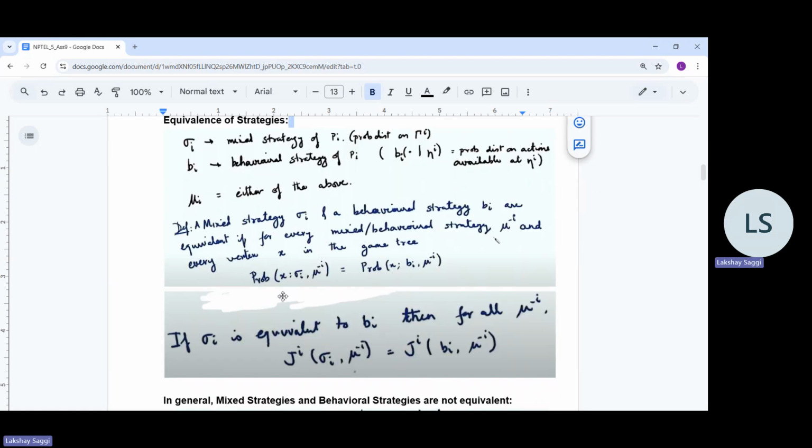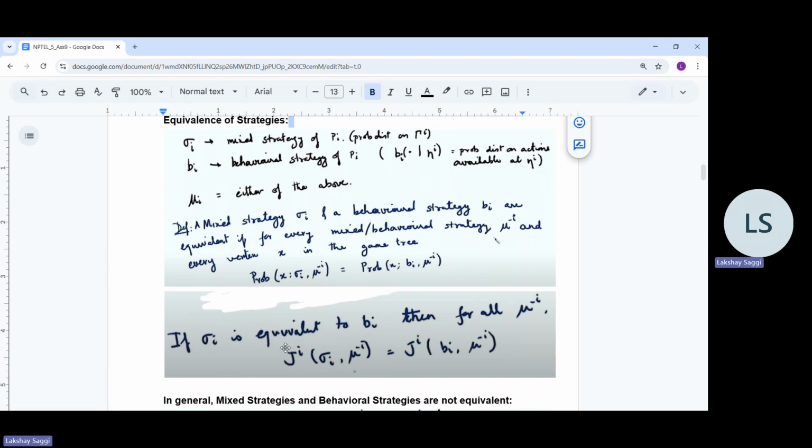And it's easy to see another fact: if a mixed strategy is equivalent to a behavioral strategy, then, where ji refers to the payoff of player I, if all other players are playing the same thing, the payoff for player I if the player plays the mixed strategy and the payoff if the player plays the behavioral strategy will actually be the same. And this is not too hard to see.